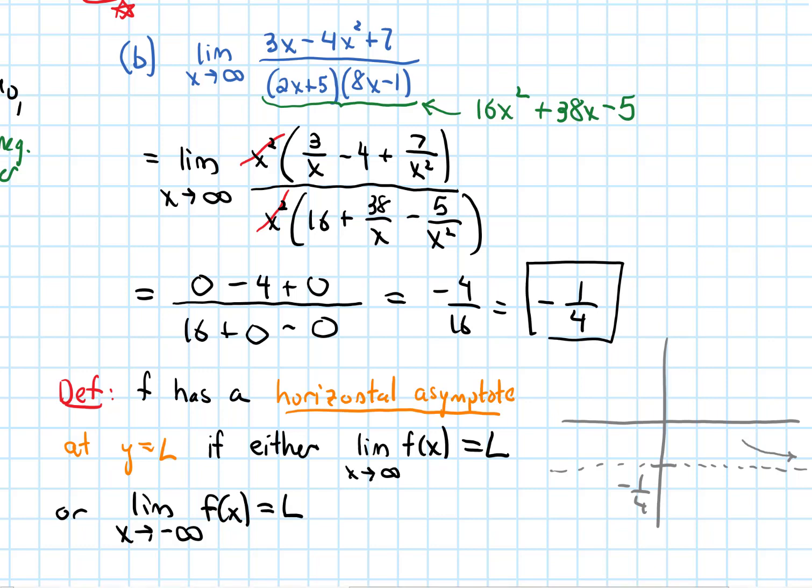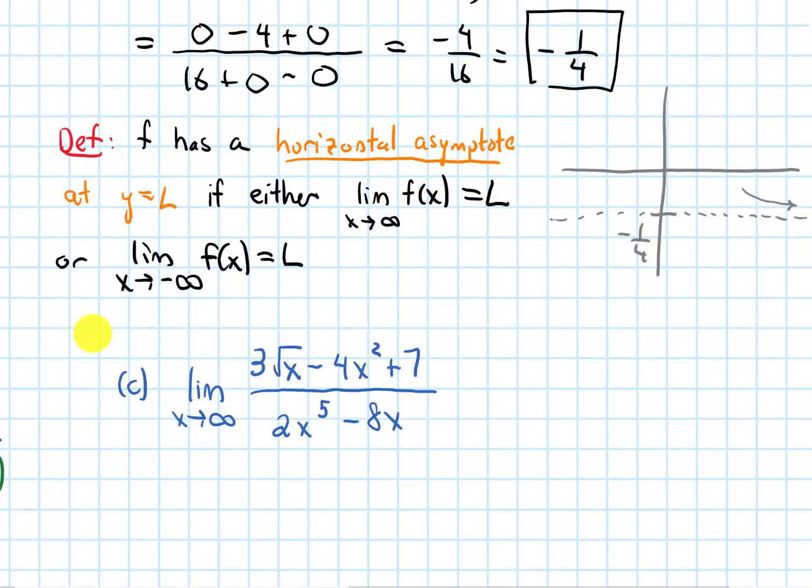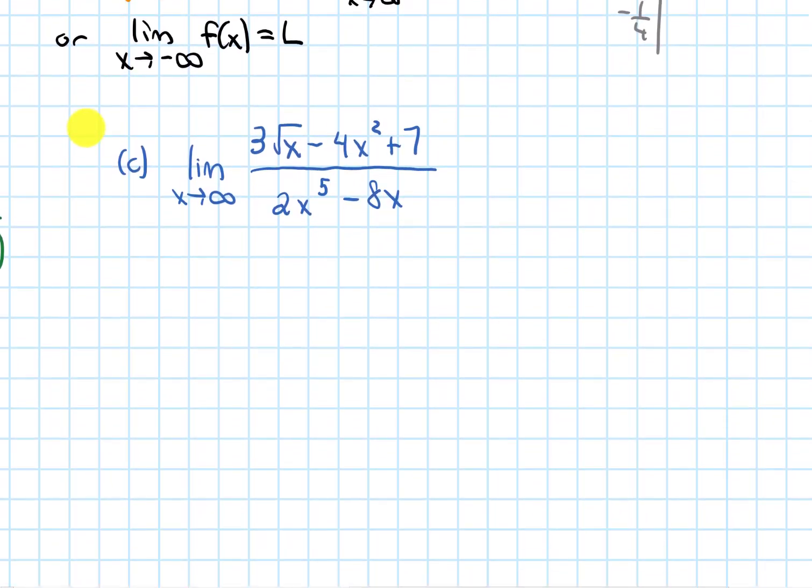All right, let's do one final example in this video. Part C, we have this limit as x approaches infinity, and this time the numerator is 3 square root of x minus 4x squared plus 7, and the denominator is 2x to the 5 minus 8x. Okay, so first let's rewrite the square root as a power. This is x to the 1/2. And now I can use the same idea.